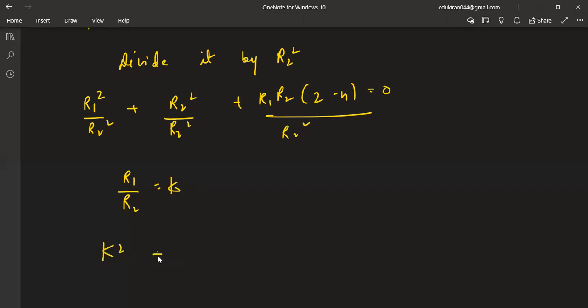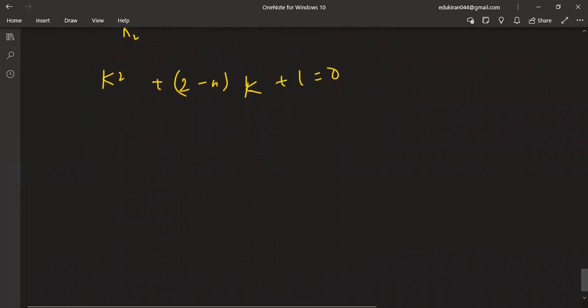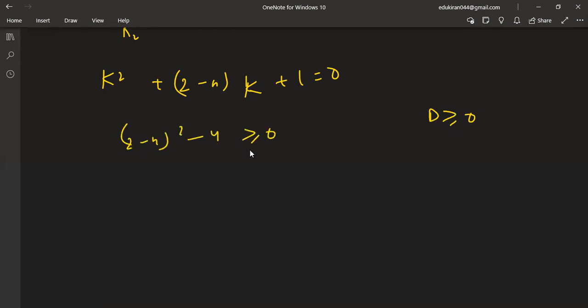It's like K square plus 2 minus N times K, and this gets cancelled, plus 1 equal to 0. Now this at least looks like a quadratic equation. This was difficult to see in that manner. So now you can solve this equation, K square plus 2 minus N times K plus 1. For a real value of K, the discriminant D should be greater than or equal to 0. So 2 minus N whole square minus 4 should be greater than or equal to 0.